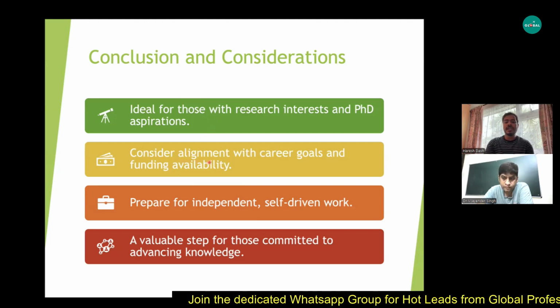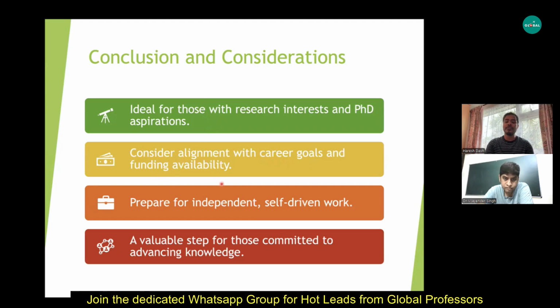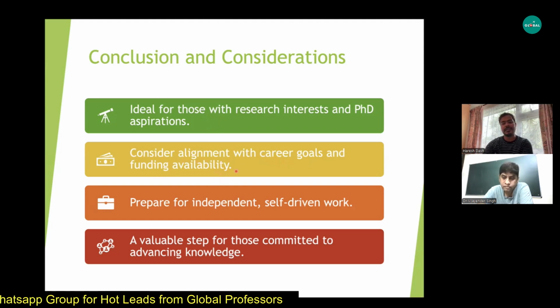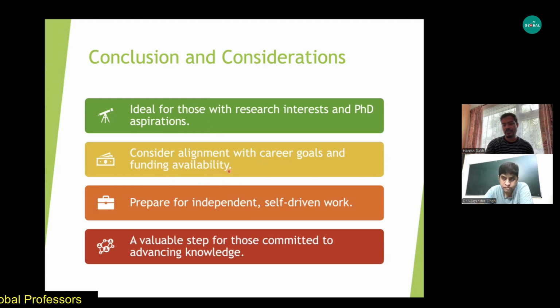So consider alignment with career goals and funding availability. This is a good deal, that they would fund you. So you do not have to worry about all those things, like you do not have to pay for it. And it is fairly good money that they pay.